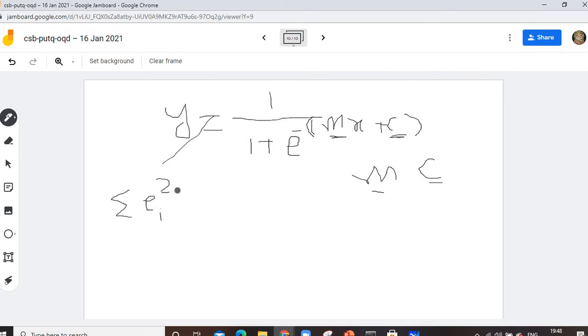Okay, sum of squared errors. This was used to get the best fit line. We just try to minimize this error. Sum of squared errors should be minimized. In linear regression, it should be minimized.